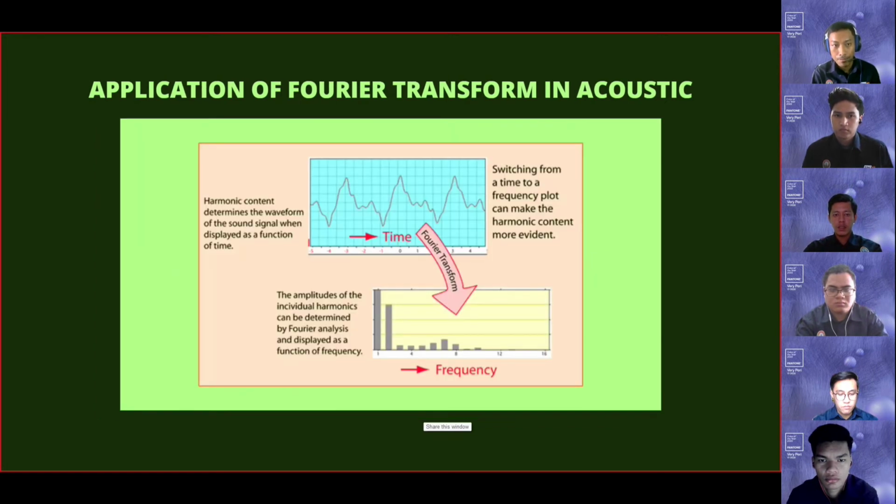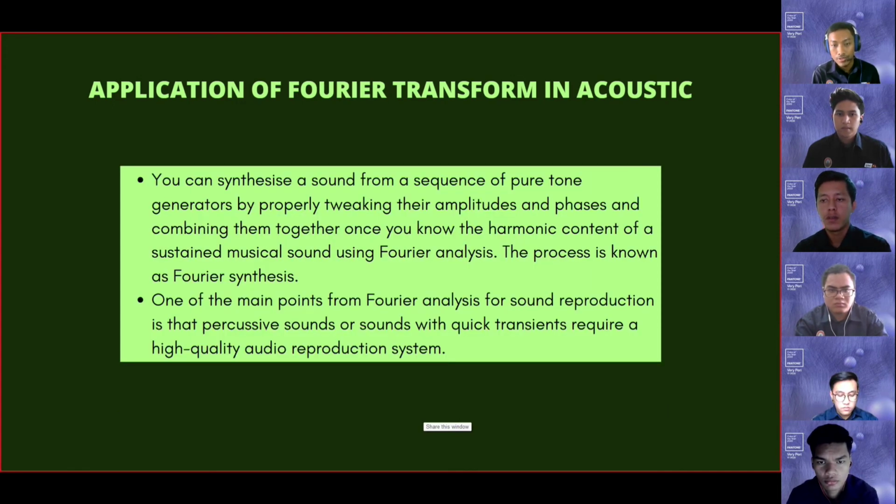Next, the figure shows that harmonic content determines the waveform of the sound signal when displayed as a function of time. As you can see, switching from a time plot to a frequency plot can make the harmonic content more evident. The amplitudes of the individual harmonics can be determined by Fourier analysis and displayed as a function of frequency.